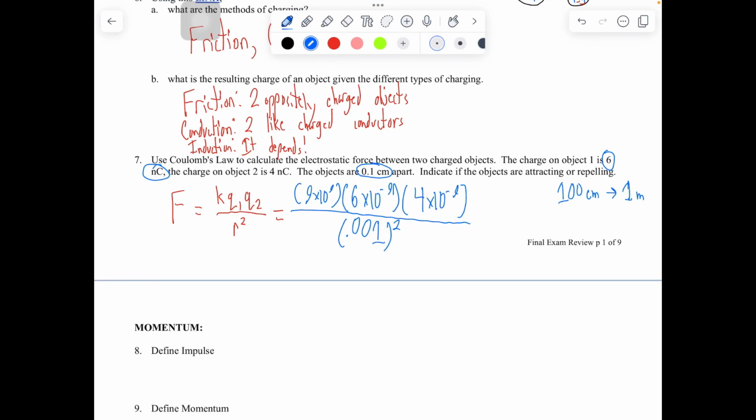So we get our answer, the force, 0.216 newtons. That's our unit for force, and we know these are both positively charged, so it is going to repel, like charges repel.